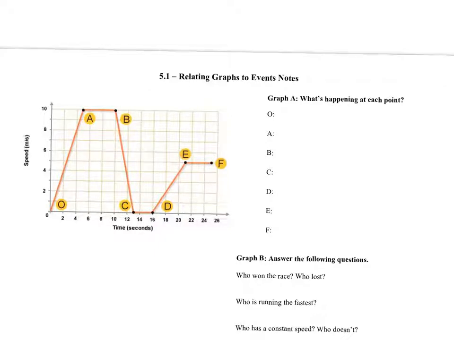This is called qualitative graphing. Now, this type of graph is called a qualitative graph. So when you're looking at a graph, you always want to look at what the x-axis is and what the y-axis is. This is called your independent variable.